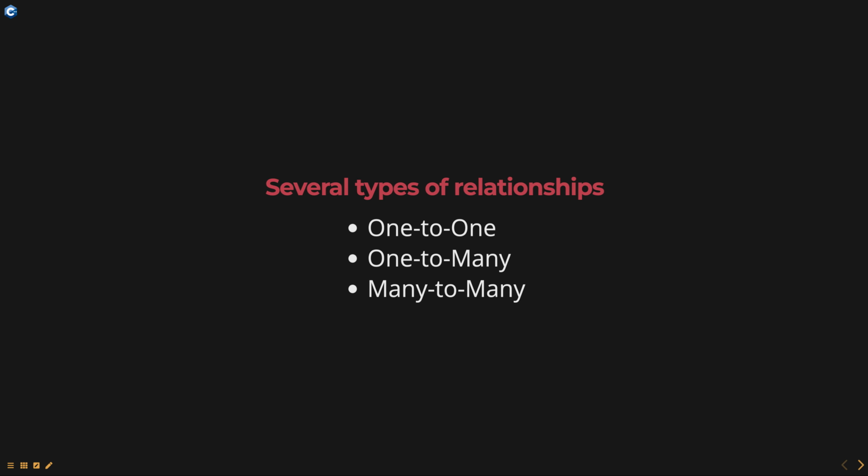Many-to-many. A many-to-many relationship exists between two data elements where each element is related to multiple other elements, and each other element is related to multiple elements. For example, a person can have many hobbies, and each hobby can be shared by many people.